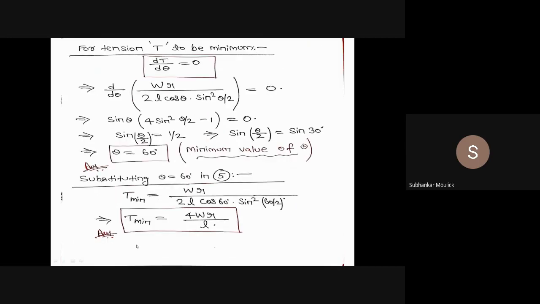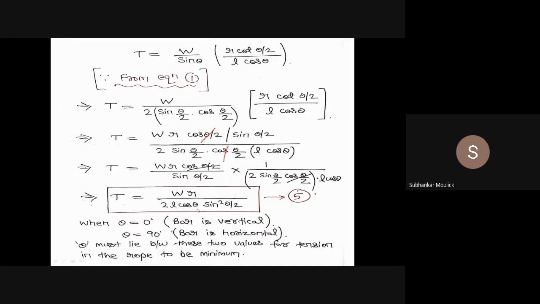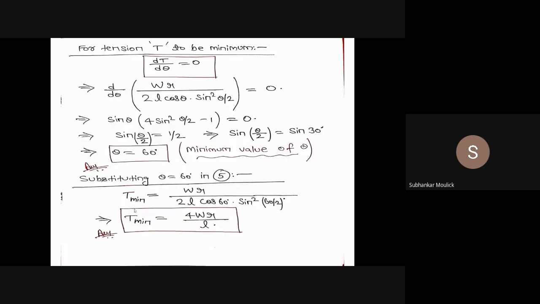Okay, dT by d theta. If I do this dT by d theta and equate it equal to 0, I am getting the value of theta coming out to be 60 degrees. So this is my expression for T, which is dependent on angle theta. Next, I need to differentiate equation 5 with respect to theta and equate it to 0. If you do it, you will get the value of theta coming out to be 60 degrees. That means the 60-degree angle is where the value of tension T is minimum.